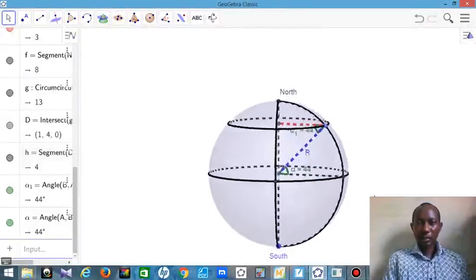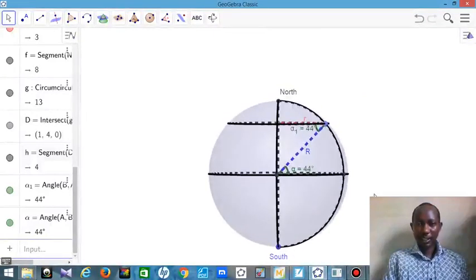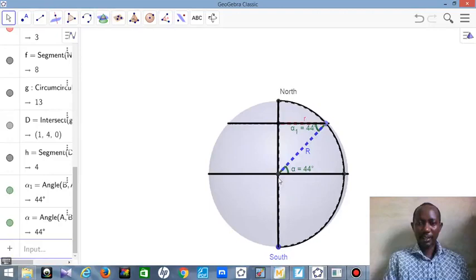Then another two important lines are the two reference lines, the equator. So this is the equator, the horizontal line, you can see it. Then this is the prime meridian. So these two lines are our 0 degrees. So take note of that.